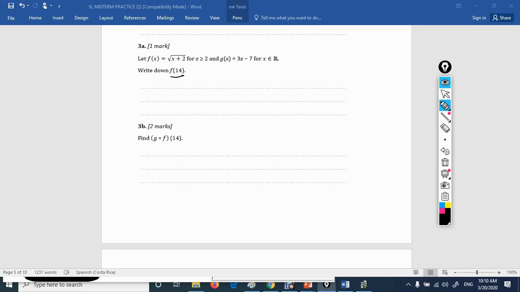Since this is f of x, f of 14 then simply equals plugging in 14 into the function instead of x. So 14 plus 2, and we're going to get square root of 16. And this, of course, is 4.